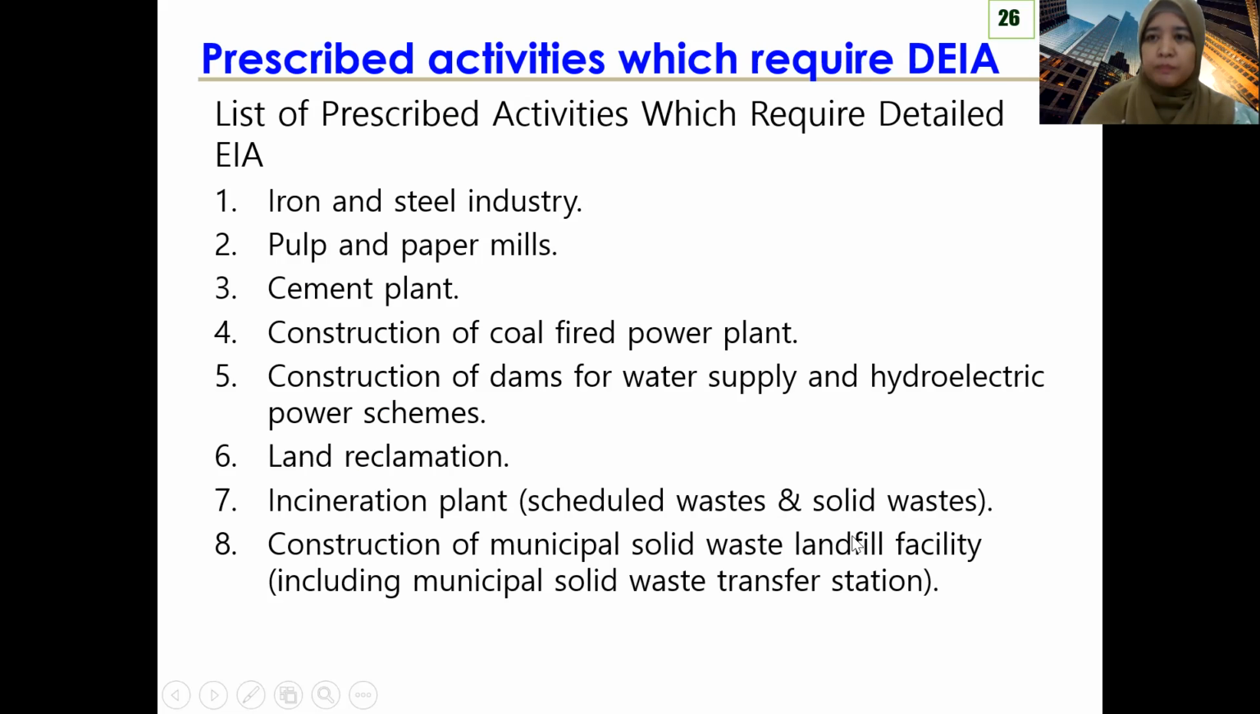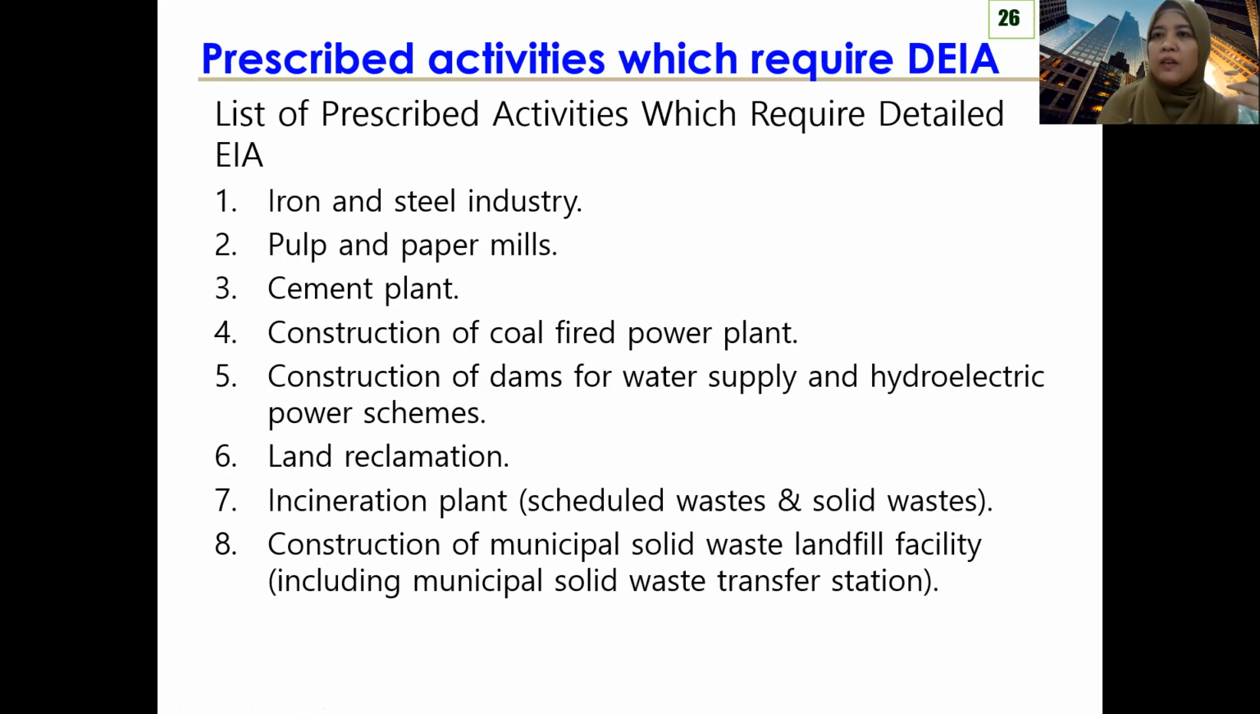Because landfill, in the long term, will cause the rubbish to produce what we call leachate, cecair tu. The leachate tu can seep, dia boleh meresap, can seep into underground land, and it can go into the drinking water source. We don't want that, kan? In the long term, it can cause the land to be contaminated. Dah jadi contaminated land pula.